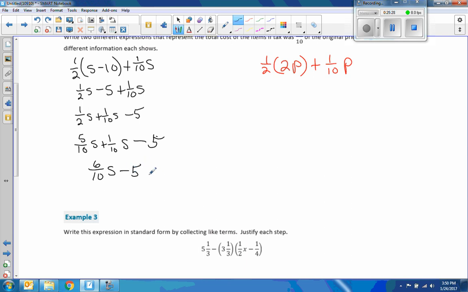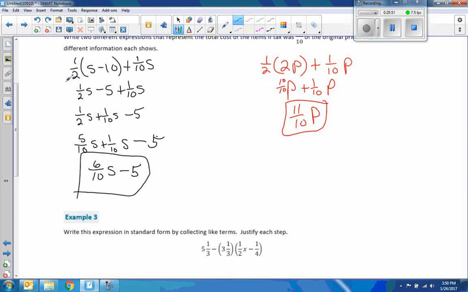So there's another way to represent that. If I do the same here, I'm going to get 1/2 times 2, which is 1P, plus 1/10 P, and P is 10 over 10. That's the same as 1. So 10 plus 1 is 11 tenths. So there's one way, there's the other. So it's represented two different ways.